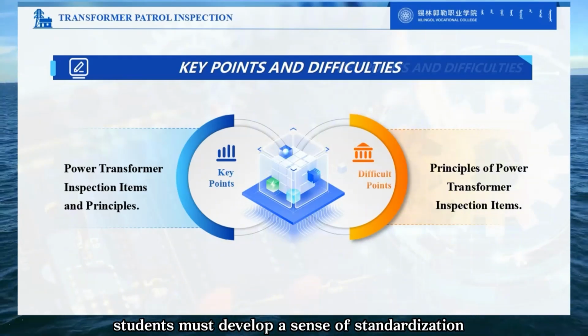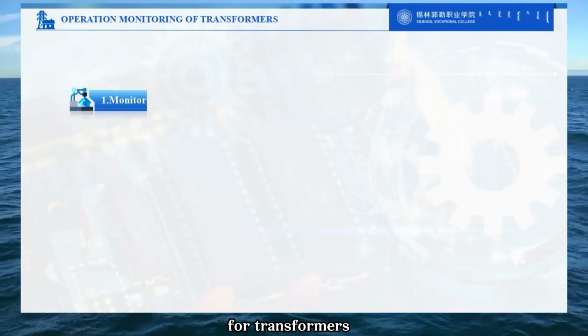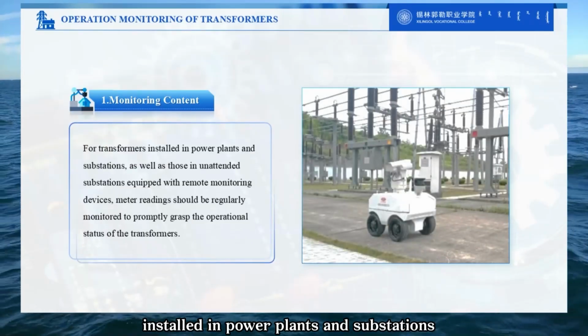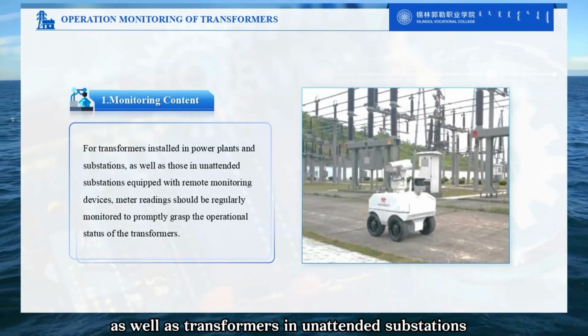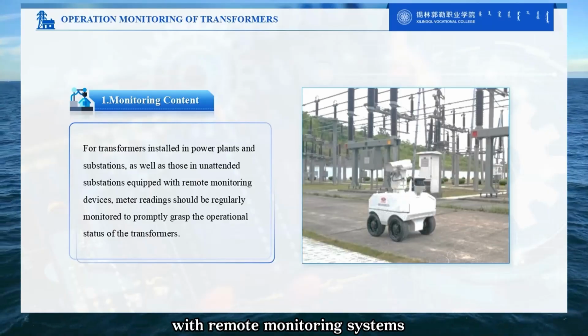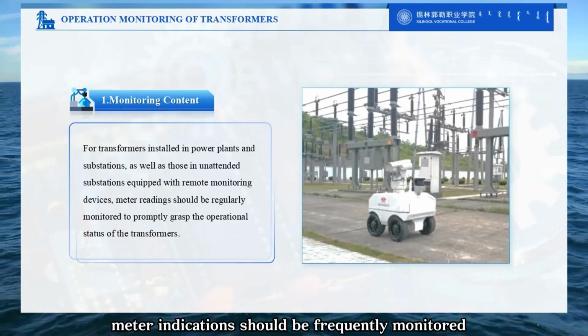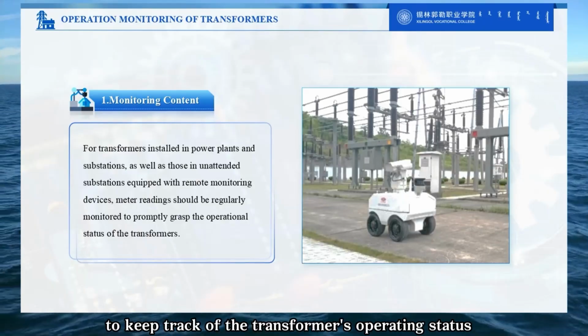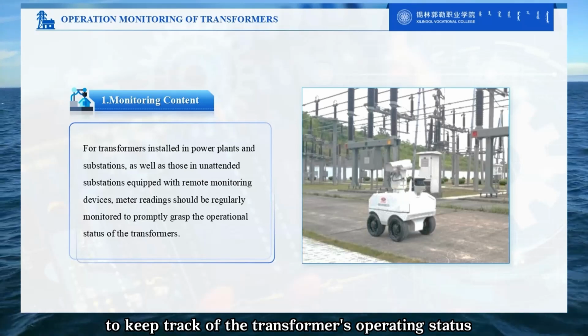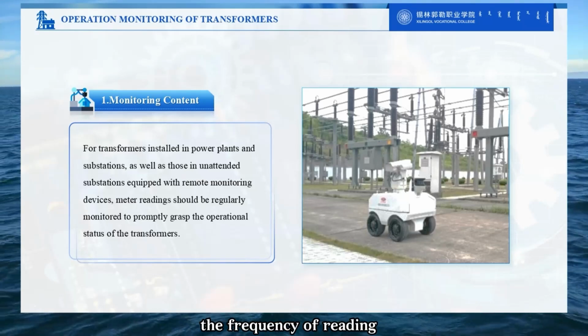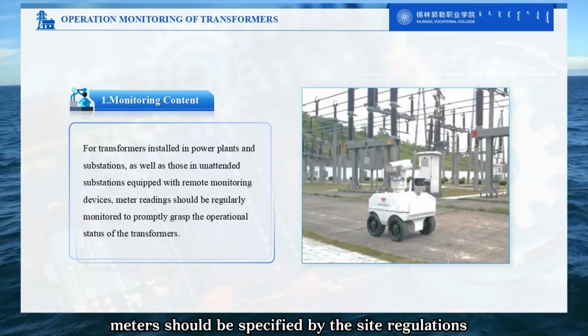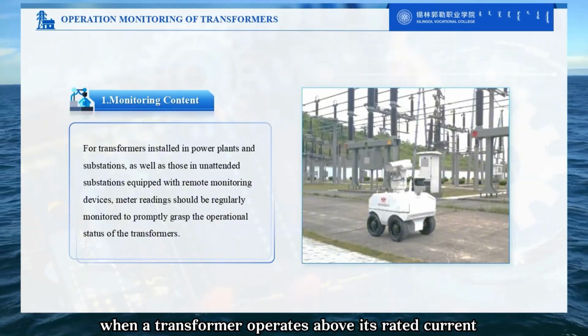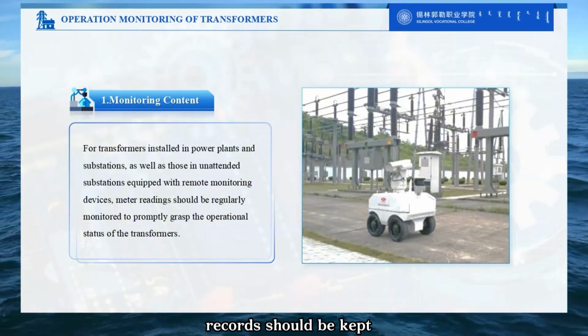Therefore, students must develop a sense of standardization for transformers installed in power plants and substations, as well as transformers in unattended substations with remote monitoring systems. Meter indications should be frequently monitored to keep track of the transformer's operating status in a timely manner. The frequency of reading meters should be specified by the site regulations. When a transformer operates above its rated current, records should be kept.